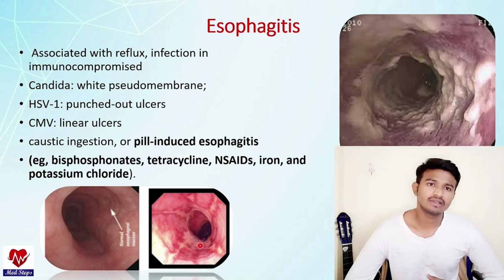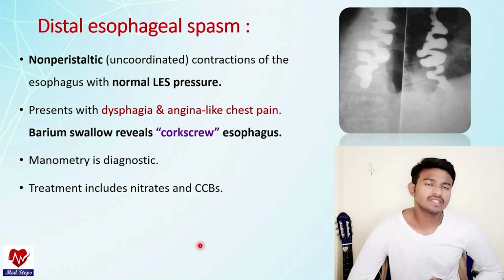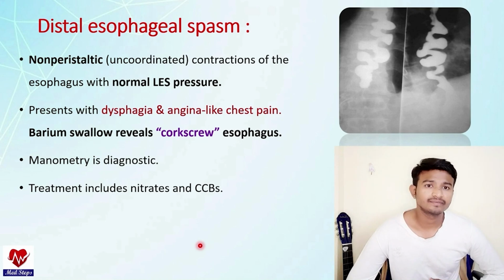Next we are seeing distal esophageal spasm. In distal esophageal spasm, there are uncoordinated contractions. Because of uncoordinated contractions, we can't see peristalsis movement, and the esophagus will contract very much. This patient will come to the hospital with dysphagia and angina-like pain. Angina-like means heart attack type. He will feel pain, right?